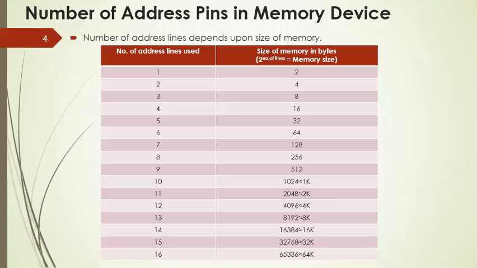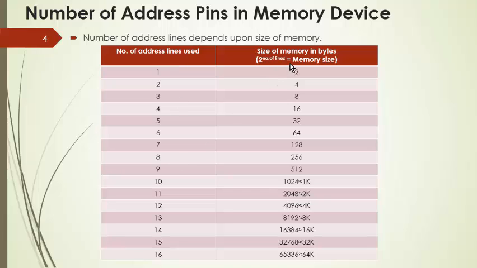Now we will see the number of address lines required to fulfill the memory capacity. So number of address pins in memory device. The size or capacity of the memory device we can calculate with the help of the number of address lines. A simple formula to calculate the memory capacity of any IC: suppose you have N number of address lines, then 2 raised to the number of address lines equals the memory capacity.